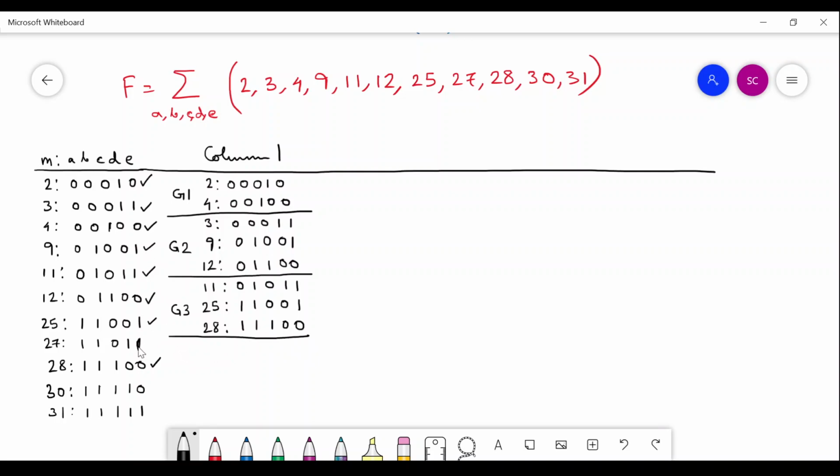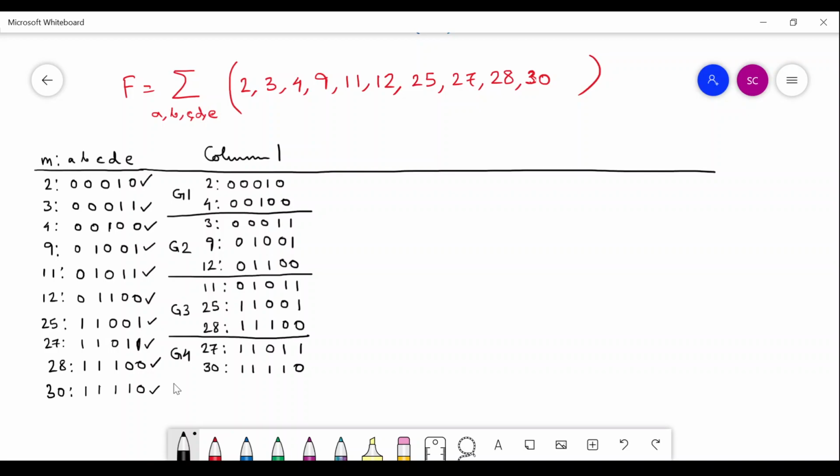Then G4. Yes, 27 is an entry in G4. 30 is also an entry in G4. Okay, G5 has only one entry, so let us just not take this 31. So let us not have another group here. So 30 is fine. So 31 we are not taking. G4, so it's ended. So when you have ended, you may not write the ending line also.